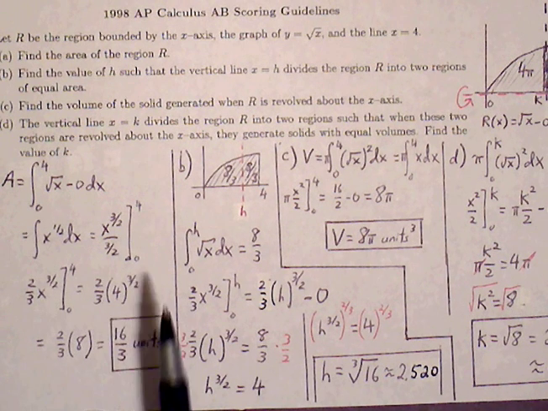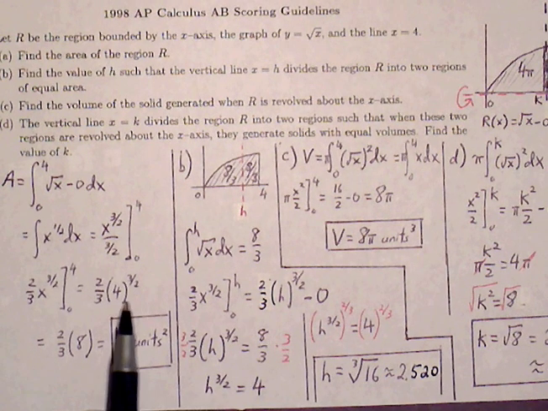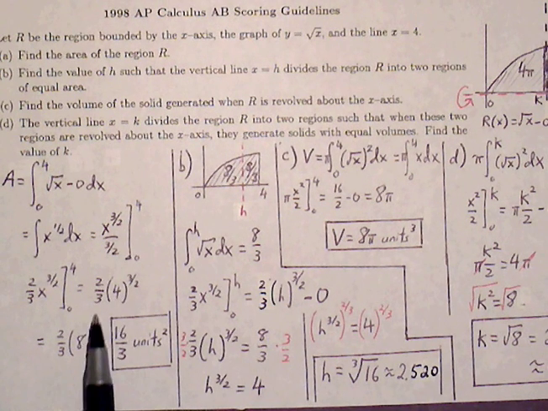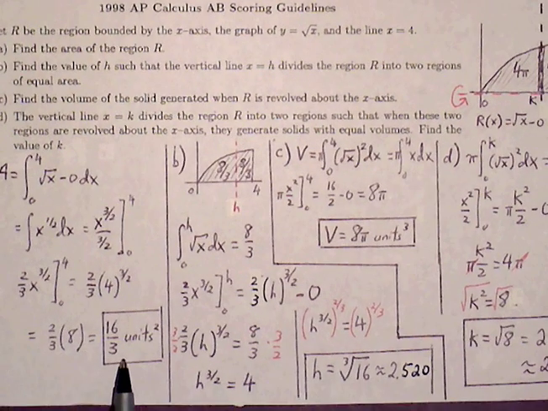So we get 2/3 times 4 to the 3/2. 4 to the 3/2 is, the square root of 4 is 2. 2 cubed is 8. 8 times 2 over 3 is simply 16/3.